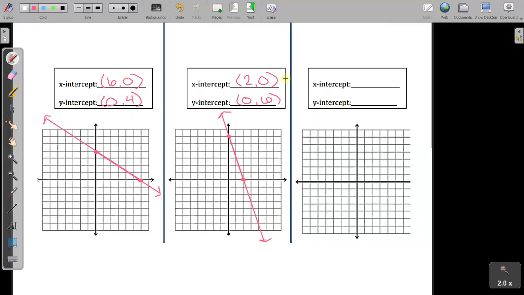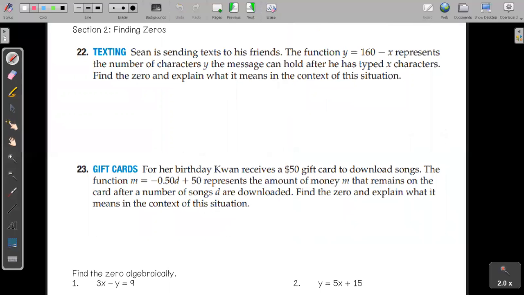So now let's look at the next problems. So now we are finding the zero. In other words, finding the zero is just your x-intercept. So we're just finding the intercepts, but we only have to do the x. We don't have to find the y.